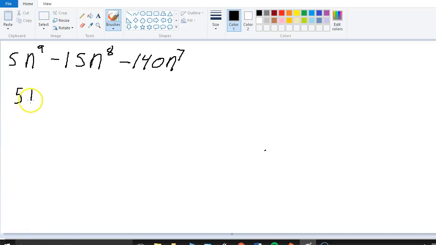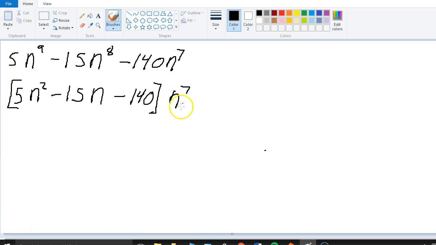That leaves us with 5n squared, because 2 plus 7 is 9, minus 15n minus 140, no n at all. Let's put some parentheses around this, n to the 7th. Okay, well we've partly reduced this. Let's see if we can keep reducing it. What else does each one of these have?